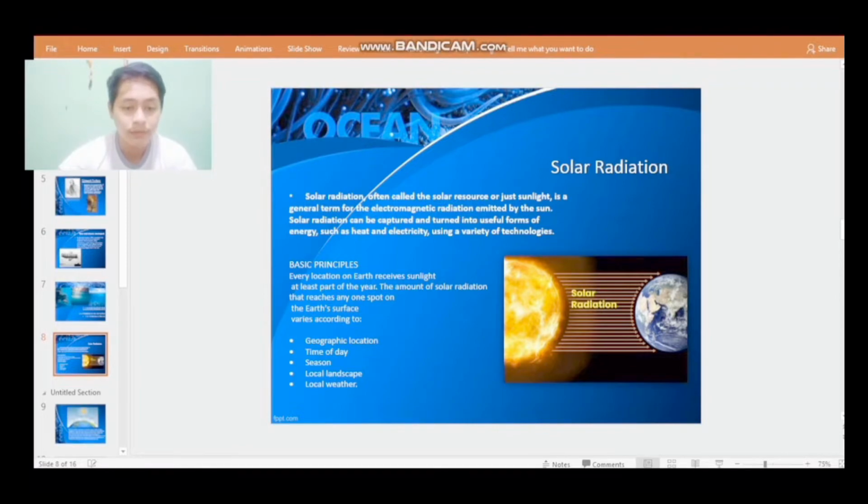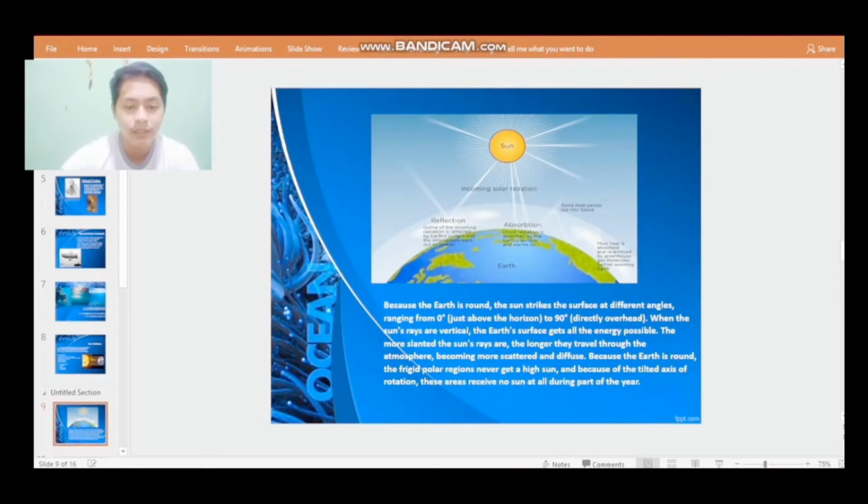So in this image, you can basically understand the solar radiation activities around the Earth's surface. We can see the incoming solar radiation and the reflection, the absorption, and then the most heat that is absorbed and emitted by greenhouse gas molecules, further warming Earth.